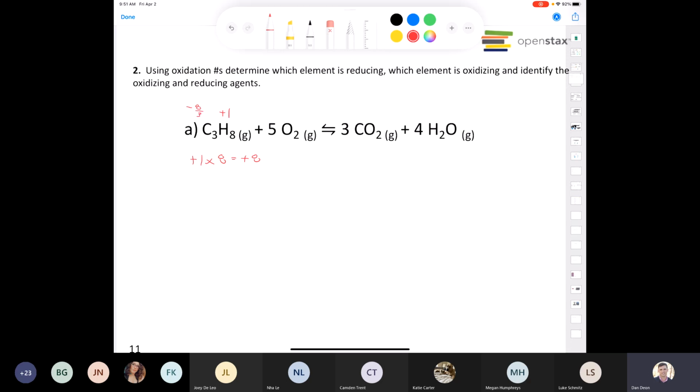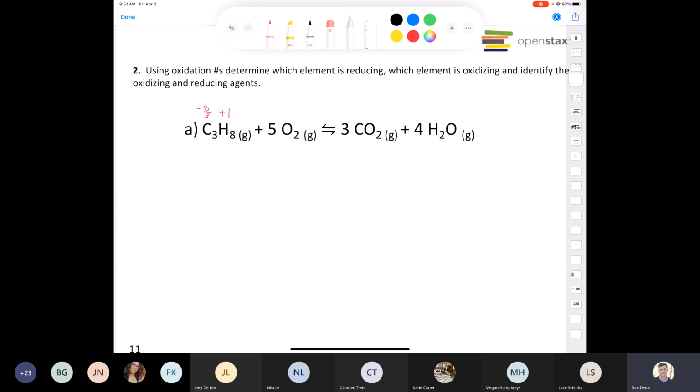If you take -8/3 and you multiply it by 3, what do you get? You get -8. And so the oxidation number of the carbon is -8/3. I like to express it as a fraction. If you want to work it out in a calculator, be my guest, but I wouldn't bother doing that.